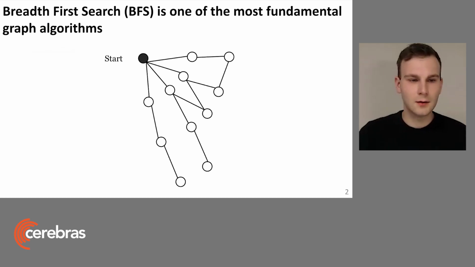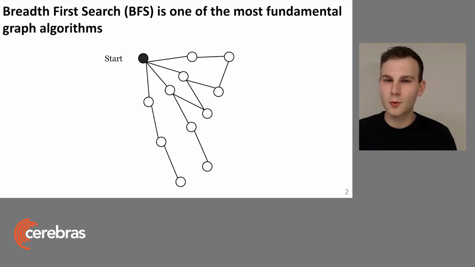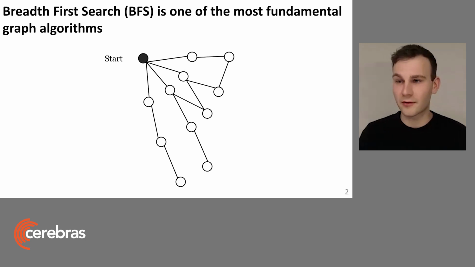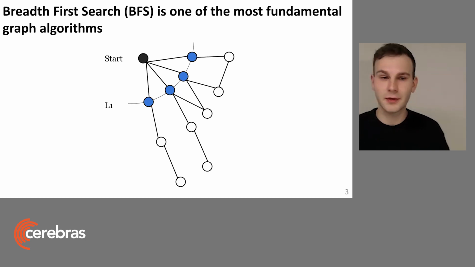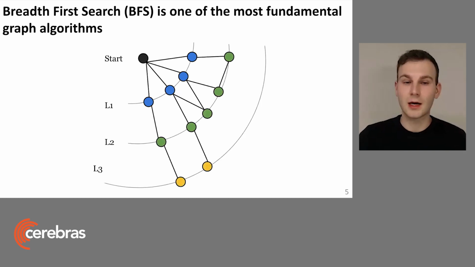So let's take breadth first search, or short BFS. It is probably one of the most fundamental graph algorithms and a very simple one. We are given a graph and a starting node. Now, level by level, the goal is, for a parent, to explore all of their children. And we do this repeatedly until we have traversed the whole graph.